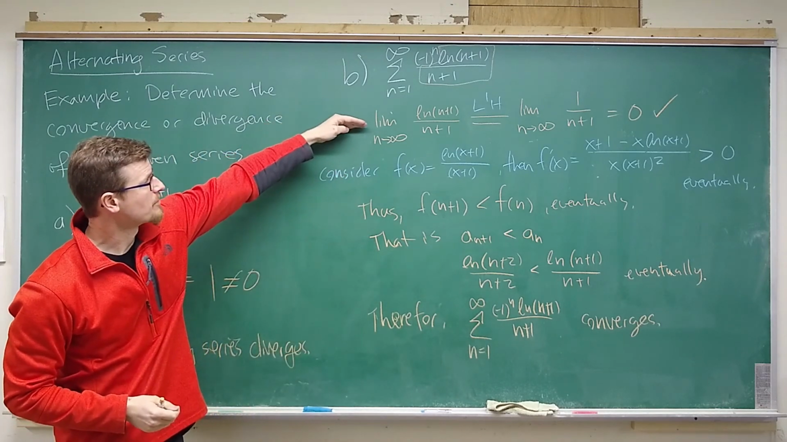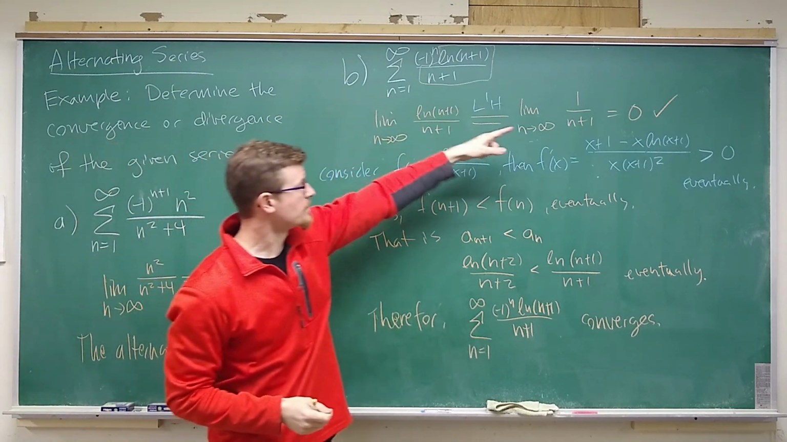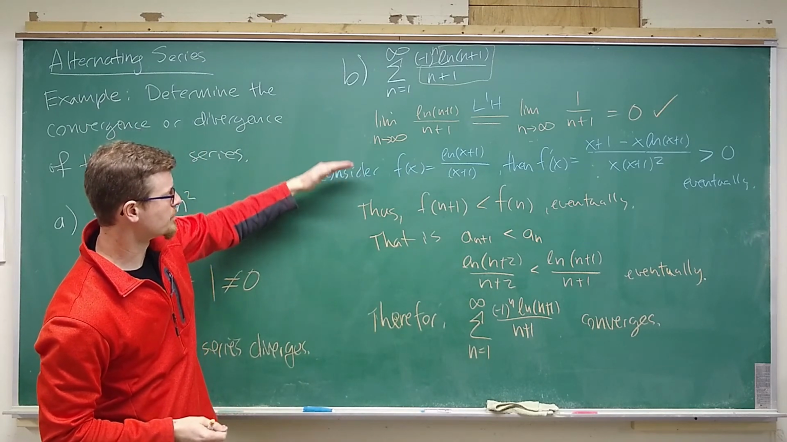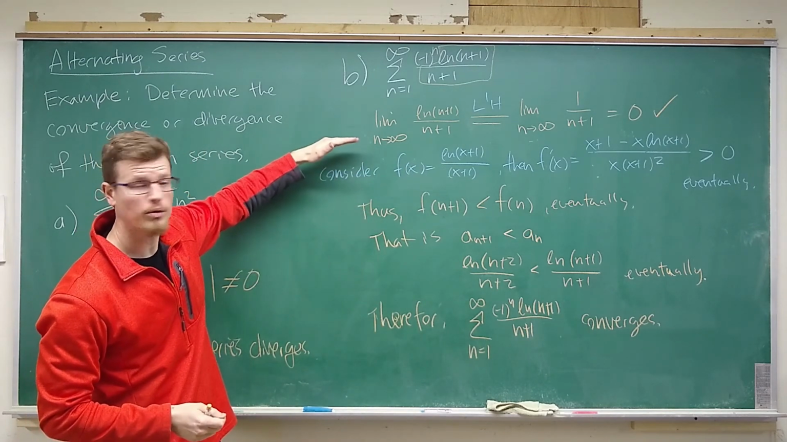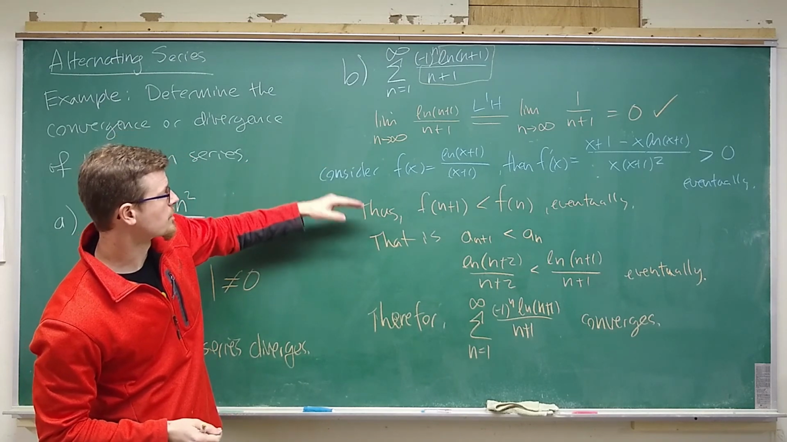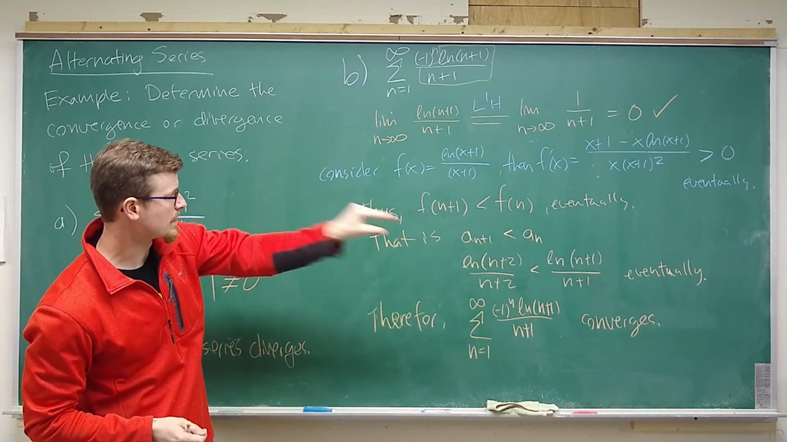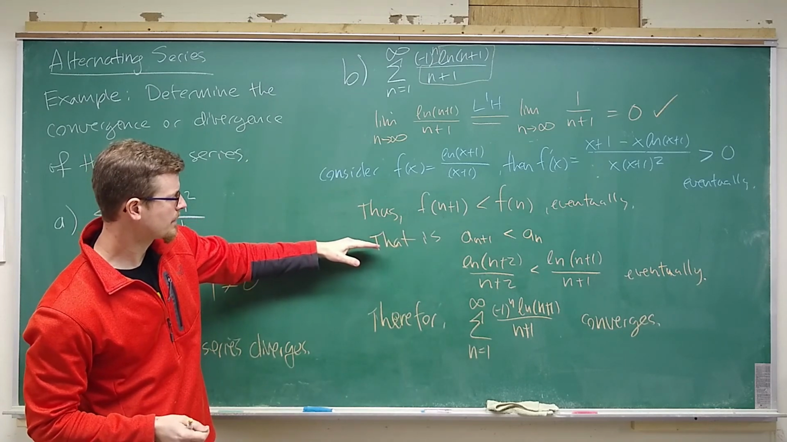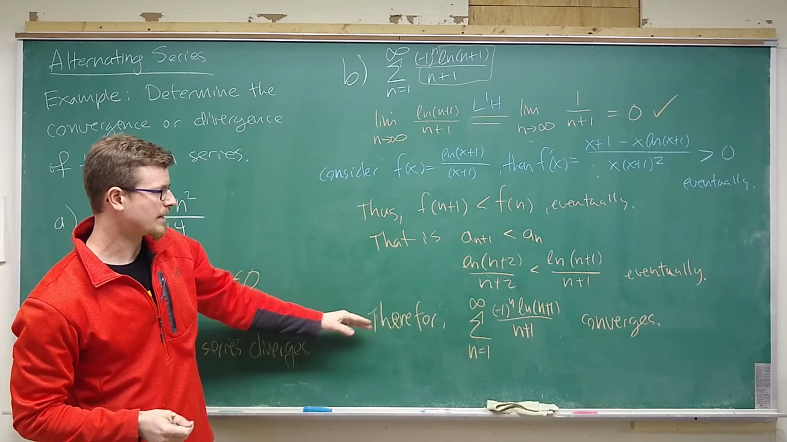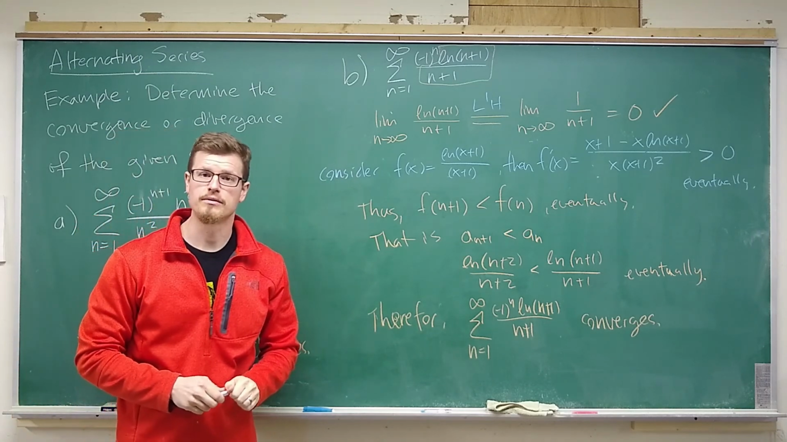Here, we have that the limit of the terms is, in fact, going to 0, and then we were able to justify either graphically or using a derivative to show that these terms are decreasing. They eventually get smaller, and then from those two facts, we can conclude that the alternating series does converge.